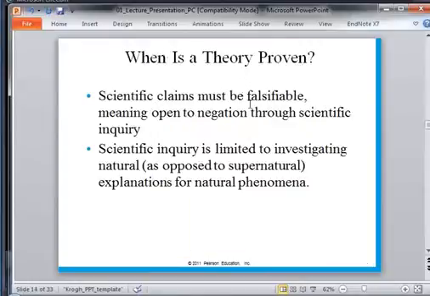Let's get back to where we were there. Scientific claims must be falsifiable, meaning open to negation through scientific inquiry. And in science, we can only investigate natural phenomena for which we can collect data and make observations. Therefore, we do not test aspects of the supernatural with science. You may have seen shows about people doing that, but that's really not science in those cases.